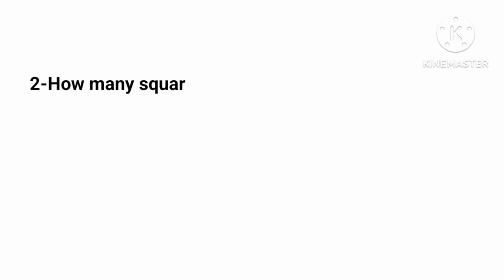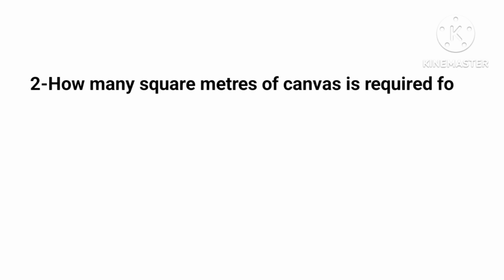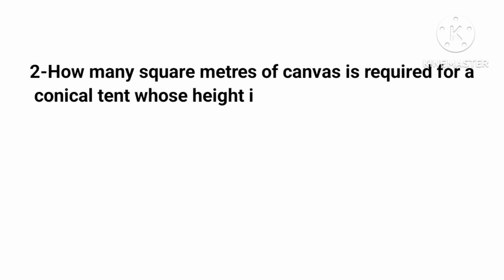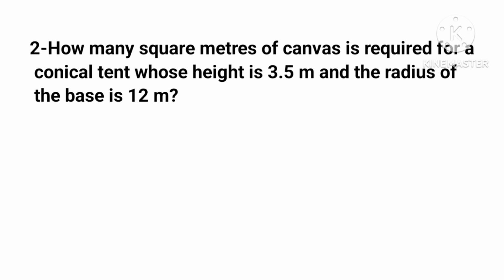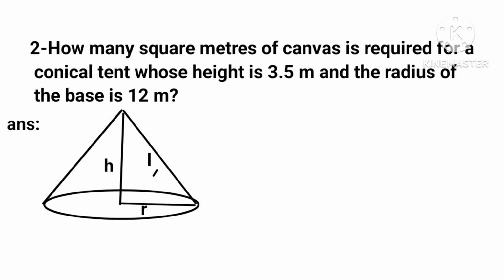How many square meters of canvas is required for a conical tent whose height is 3.5 meters and the radius of the base is 12 meters? This is the conical tent. Its height h is 3.5 meters. Radius r is 12 meters.